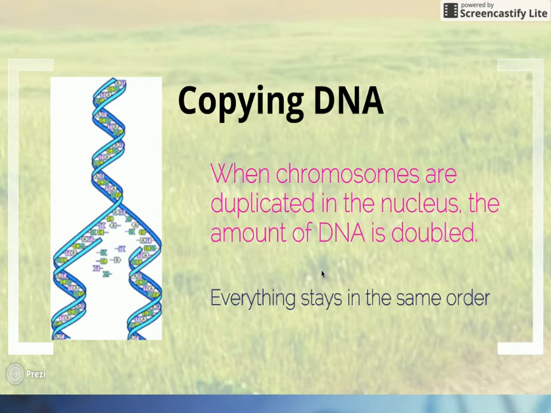When chromosomes are duplicated in the nucleus, the amount of DNA is doubled. Everything always stays in the same order, though. A always goes with T, G always goes with C, as you can see here.